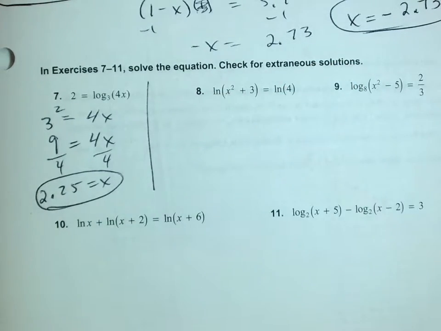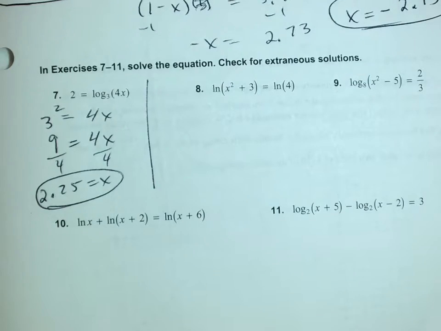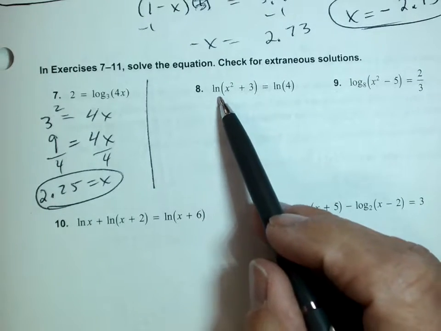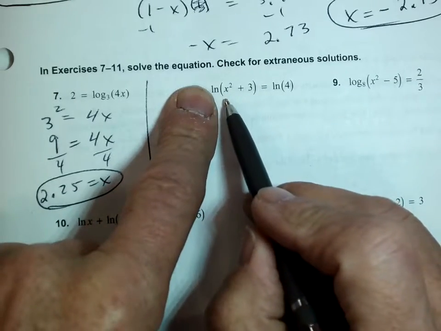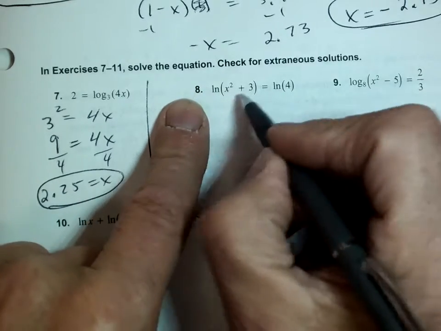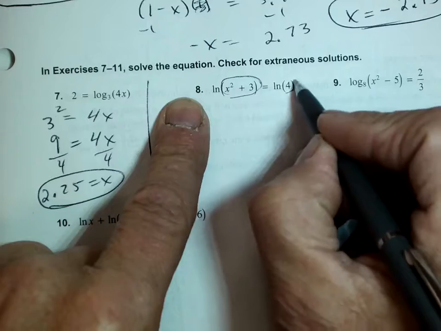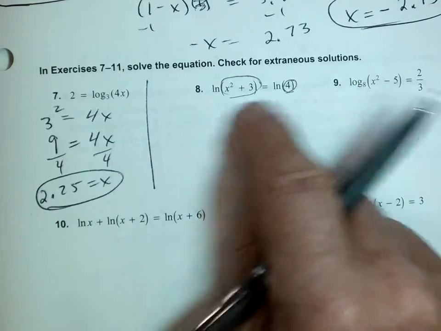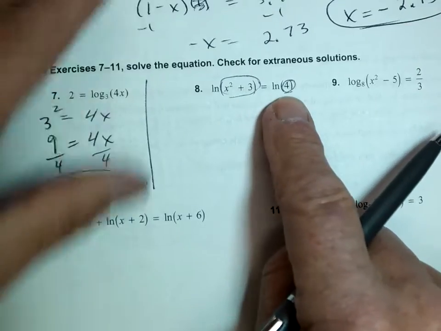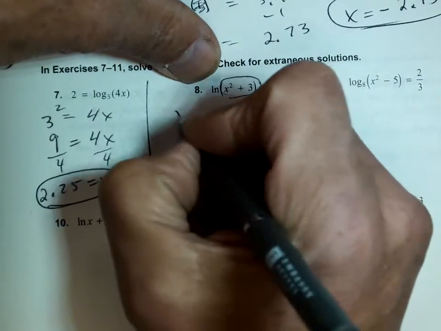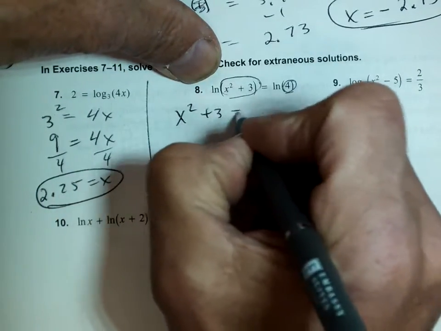All right, number 8, they're both ln. So what I can do is simply say that ln is equal to ln, so what's inside of here must be what's equal to that. It has to be because you've got ln of this and ln of this. You could take it to the e power. Never mind, now I'll get rid of it. But anyway, I know that x squared plus 3 has to equal 4.